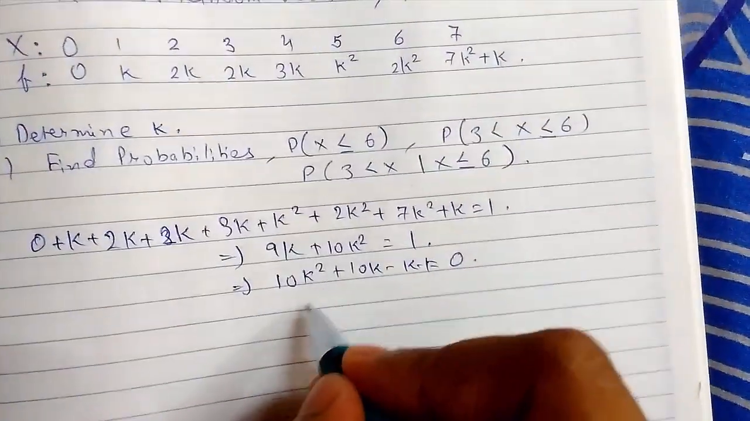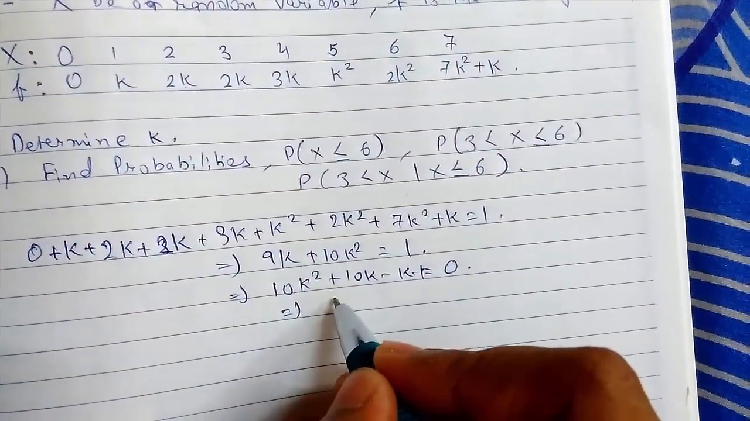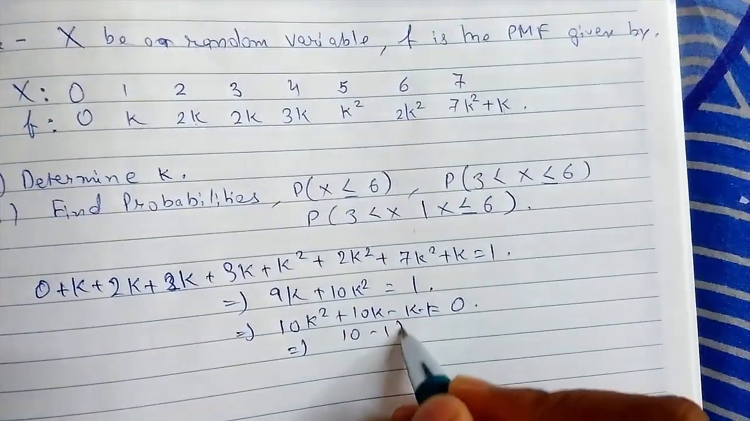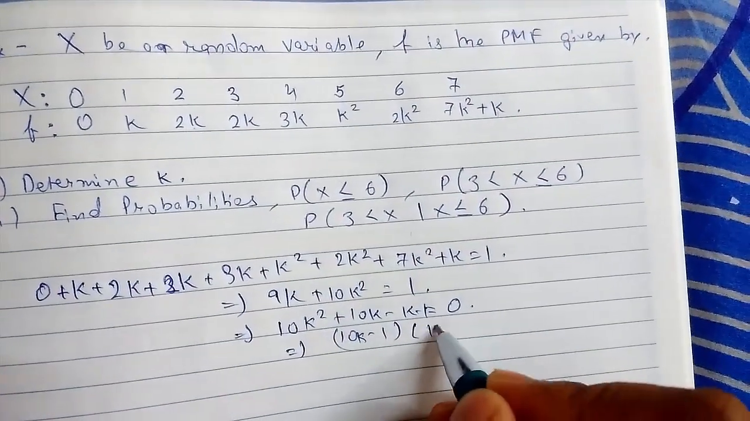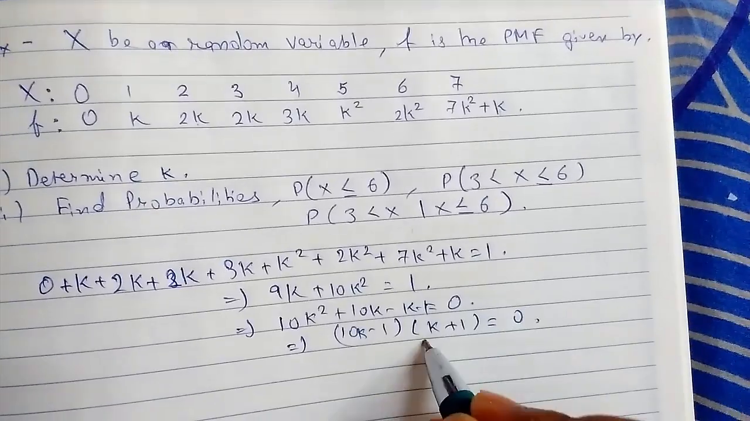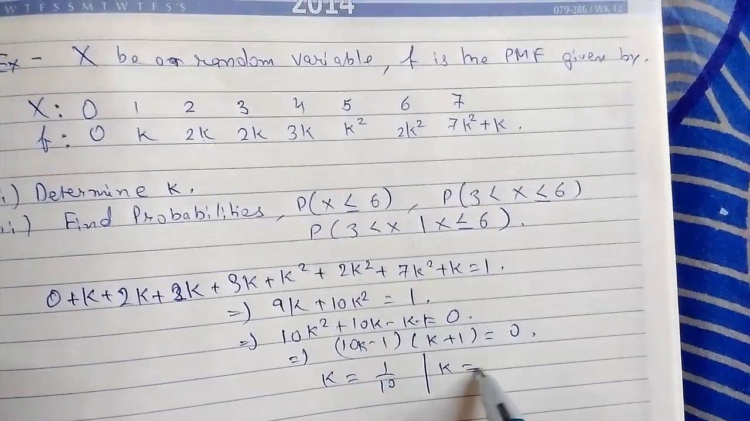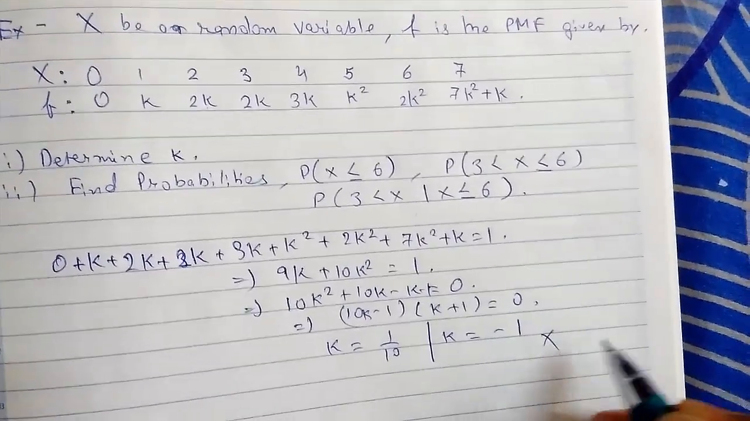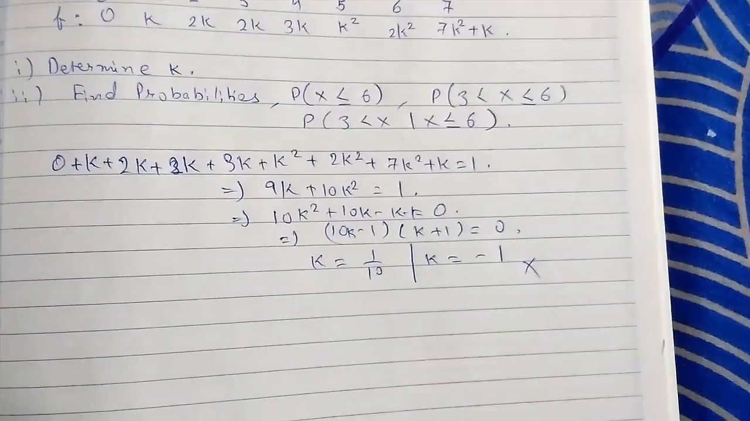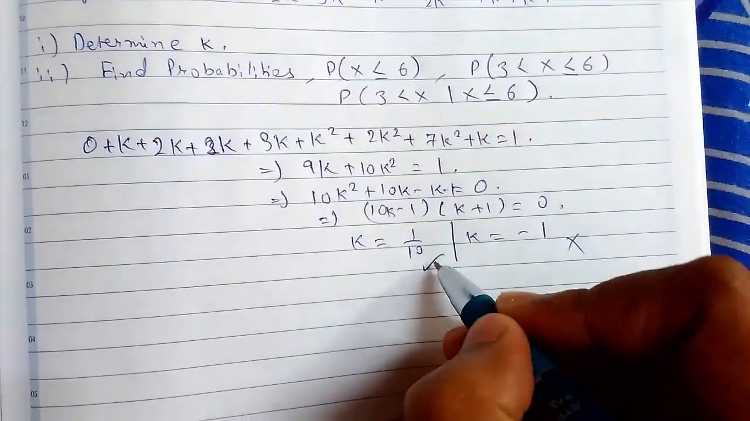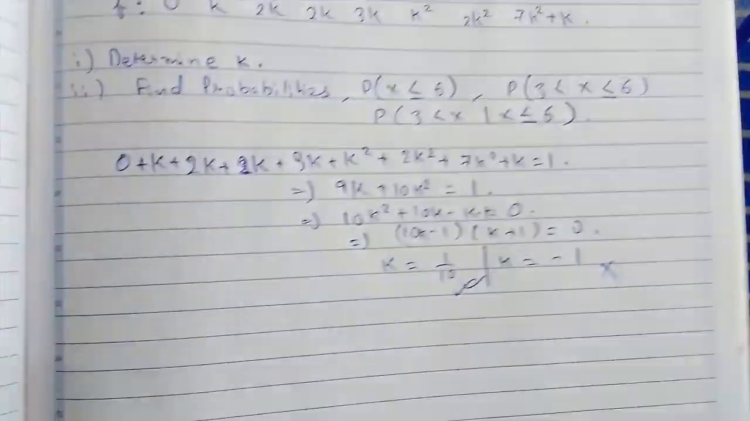So I'm just factorizing it. So this will be what? This will be (10k minus 1) times (k plus 1) equals 0. So k will have what? 1 by 10 and minus 1. So minus 1 is not possible because probability cannot be negative. So the value of k is 1 by 10. So this is the answer to the first part.